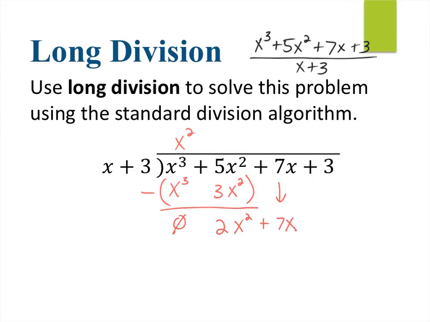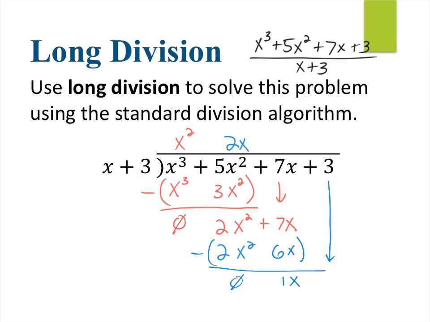Now I repeat this process. I think, what times x gives me 2x squared? Well, what times x gives me 2? So 2x times x is 2x squared. 2x times 3 is 6x. And then I subtract. Everything's getting subtracted. 2x squared minus 2x squared is 0. 7x minus 6x is 1x. And I bring down the next term.